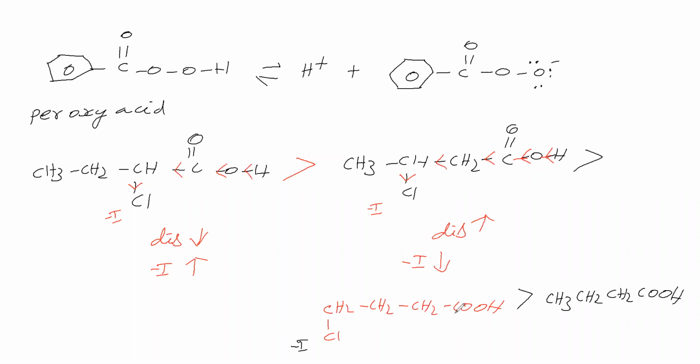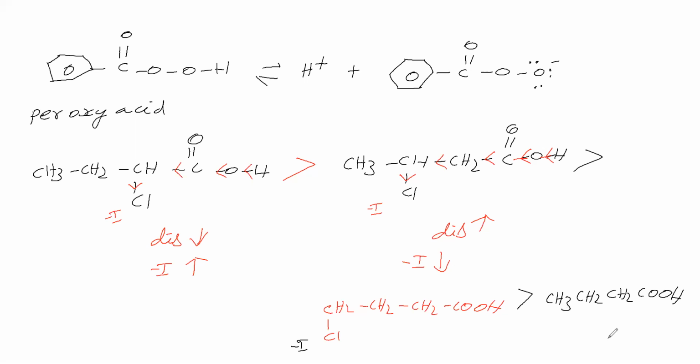If an electron withdrawing group is there, then the carboxylic acid can donate H plus easily. If the carboxylic acid is having an electron donating group, then it will not donate H plus easily. So a carboxylic acid will have more acidic strength if it has an electron withdrawing group. Electron withdrawing group favors carboxylic acid to have more acidic strength. Electron donating group does not favor it.